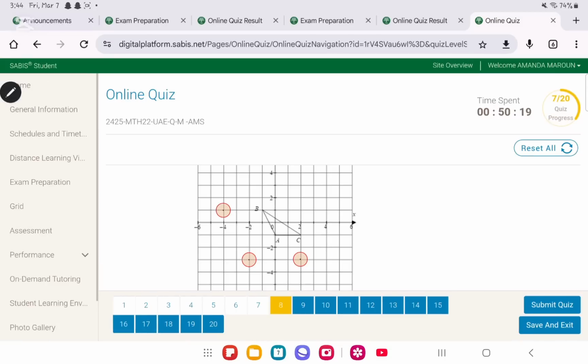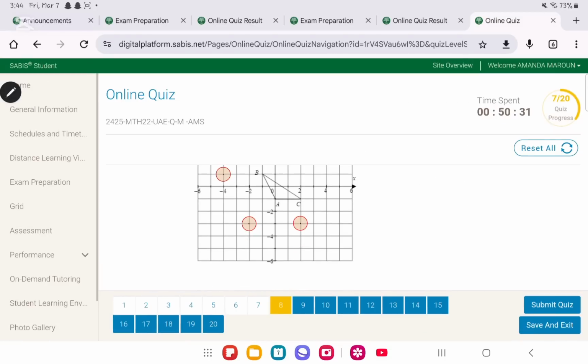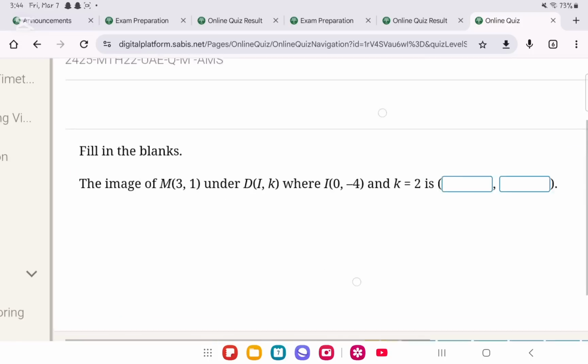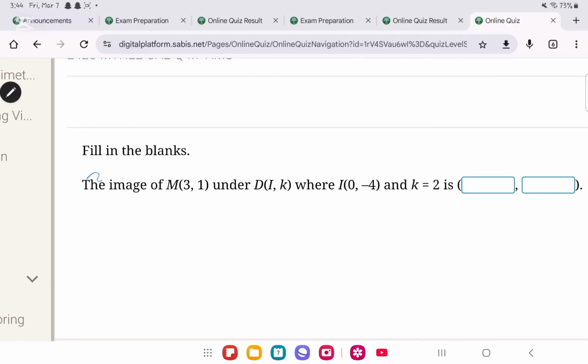Okay, so that is pretty much it for question number 8. I know it's almost been an hour, but this is long. We move on to question number 9. In question number 9, it's a bit simpler. So here, the image of M(3, 1) under whatever this is, where I, the center, is (0, -4) and the constant k is 2. They need us to find the image given the pre-image.